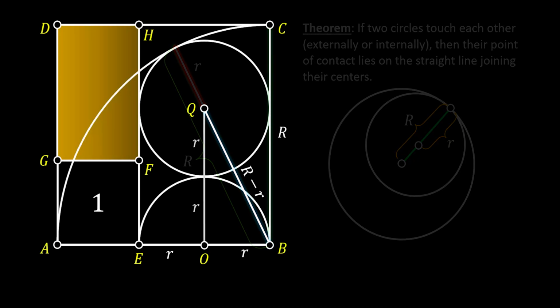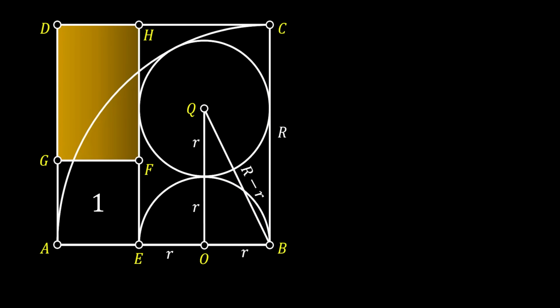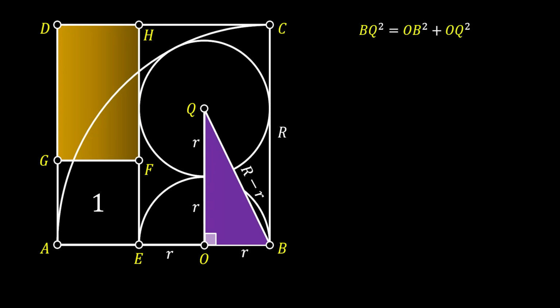Alright, so now let's focus our attention on this newly formed right-angled triangle QOB, and we can use the Pythagorean theorem. We can say that hypotenuse BQ squared is equal to the leg OB squared plus the leg OQ squared. Now we're just going to substitute the values from our sketch. Then we're going to expand the left side by using the square of a binomial, and afterwards we're going to cancel r squared on both sides of the equation.